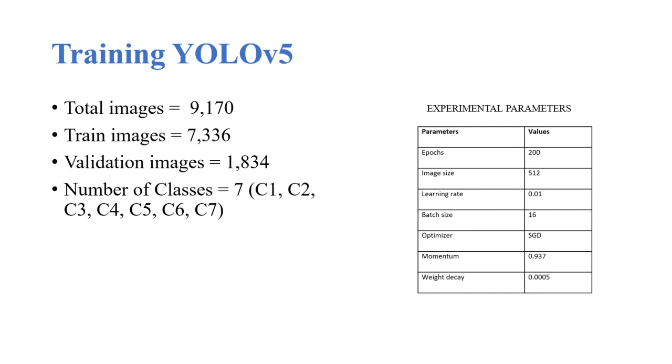And here in the table we can see the following experimental parameters, such as epochs 200, image size 512, learning rate, batch size, optimizer, momentum, and so on. These carefully chosen parameters aim to optimize the YOLO V5 model, ensuring effective learning and accurate detection of cervical spine bones. As we progress through the training phase, these settings play a crucial role in fine-tuning the model for our specific application.